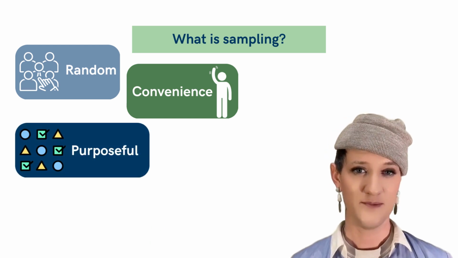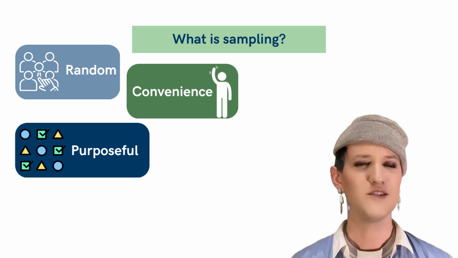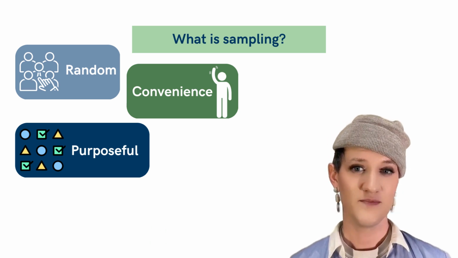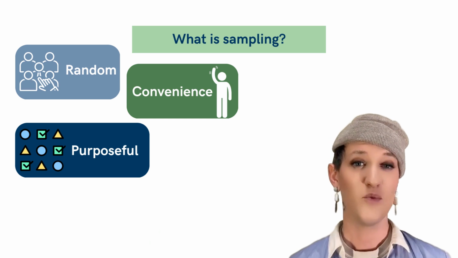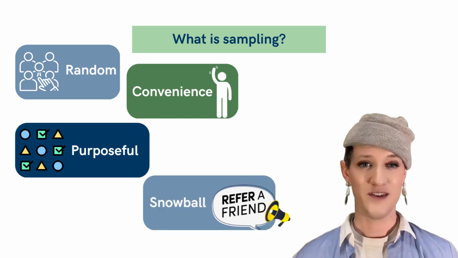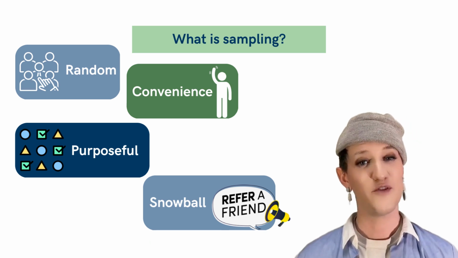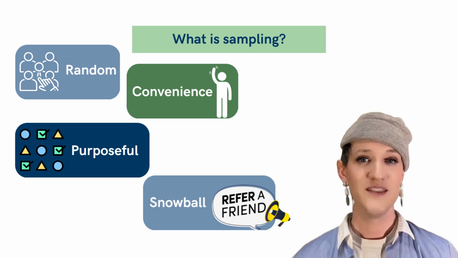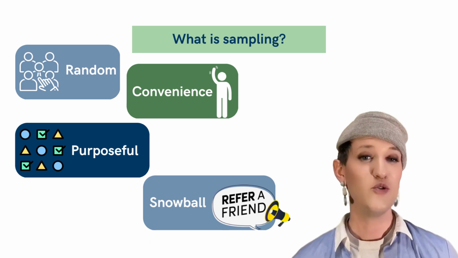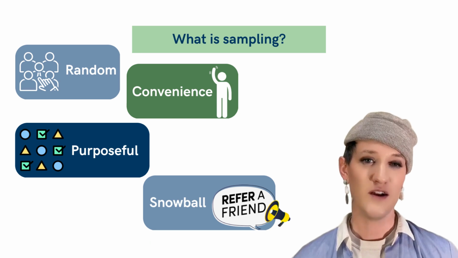Purposeful sampling. Participants are chosen on purpose because they have specific experiences that are important to the study, like parenting while using substances. Snowball sampling. Current participants help recruit others by referring people they know. This is often used in hard-to-reach communities, like people who use drugs or those who have had child welfare involvement.